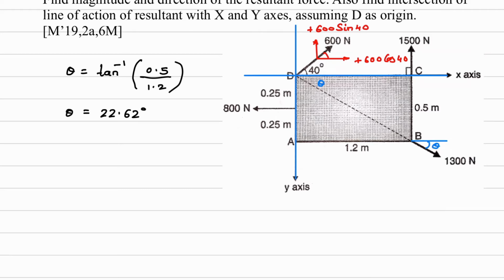Next, if you see, next force is this 1500. It is in upward direction, so no need to resolve. It will have only y component. Next one, if you consider 800 Newton, it is horizontal, so it will have only one component. No need to resolve this. Next angular force is this 1300 Newton. So we'll resolve this force. Now this force lies in which quadrant? It is fourth quadrant. So resolve as per fourth quadrant.